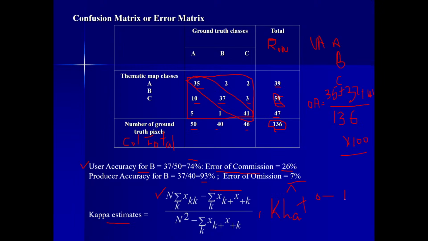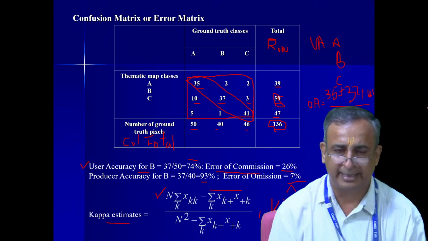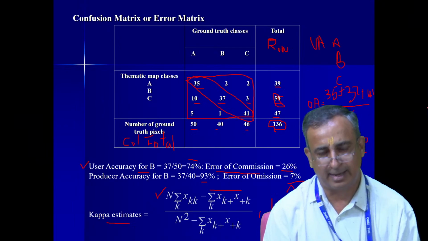And then you can calculate the kappa estimates or kappa coefficient by this formula, and you can get the value between 0 to 1. Here, if you note down, the kappa coefficient is using the off-diagonal elements also. So people have a better level of confidence in kappa coefficient than the error matrix.